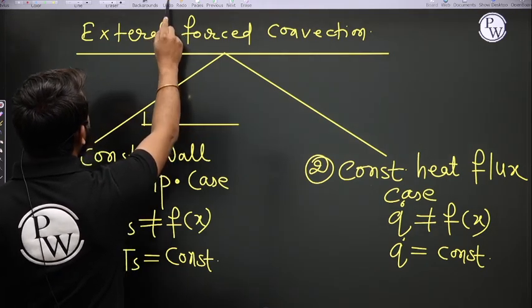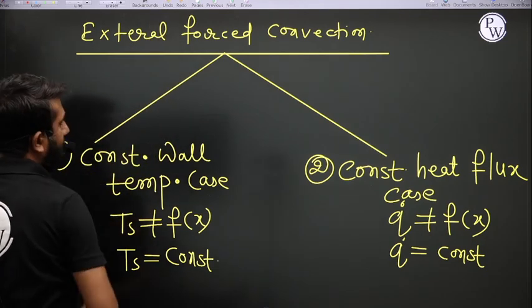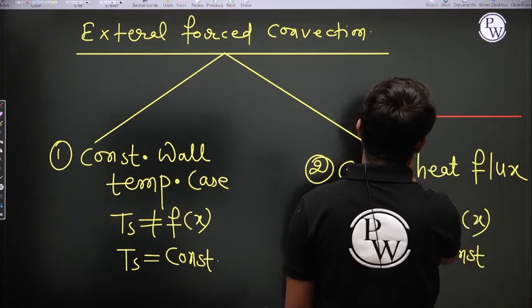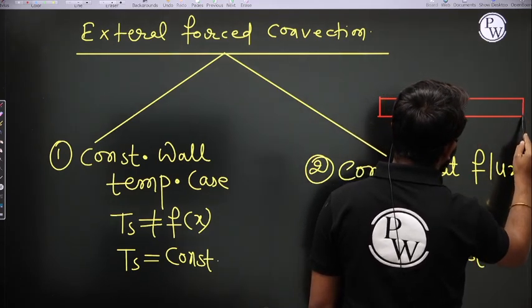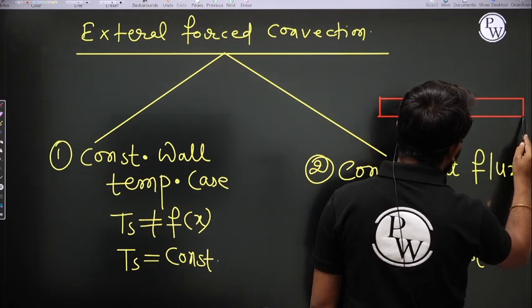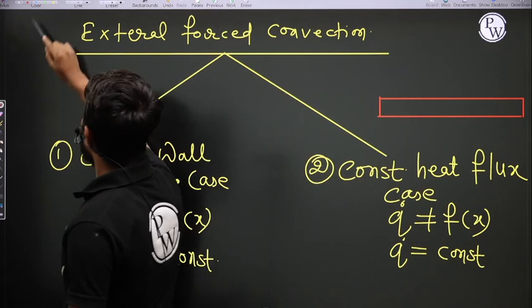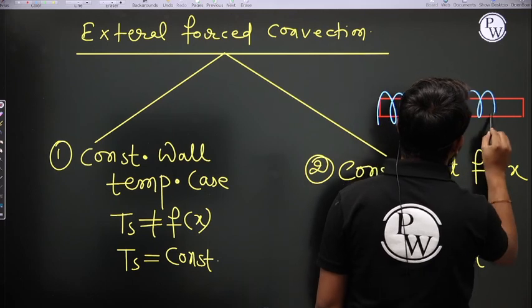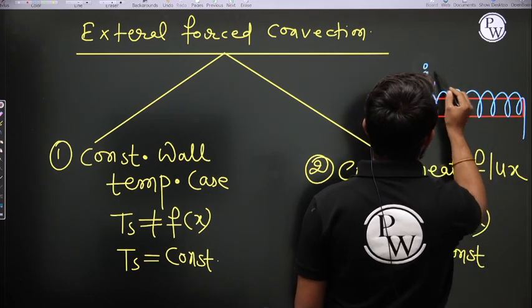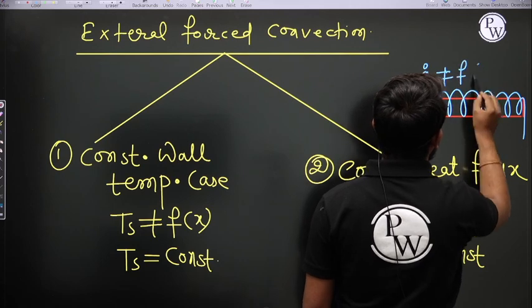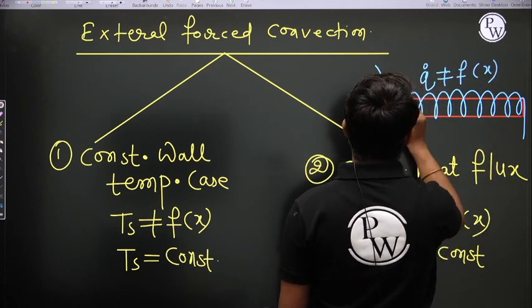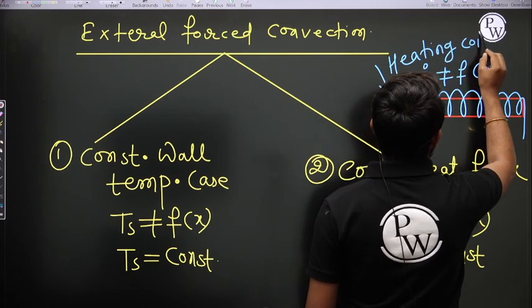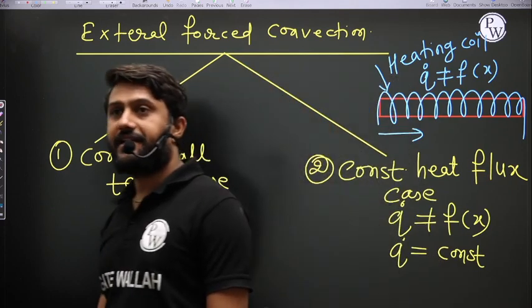Okay, and what is the constant heat flux case? If there is a wall like this, and there is a heating coil wrapped around this wall, then in this case q dot is not a function of x. This is the heating coil. Then this is a case of the constant heat flux.